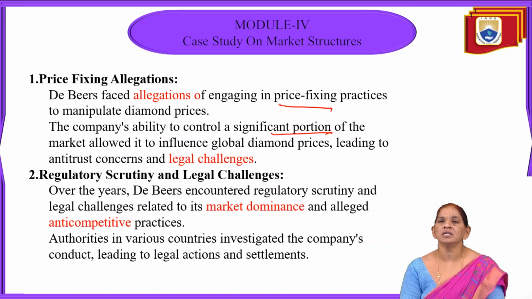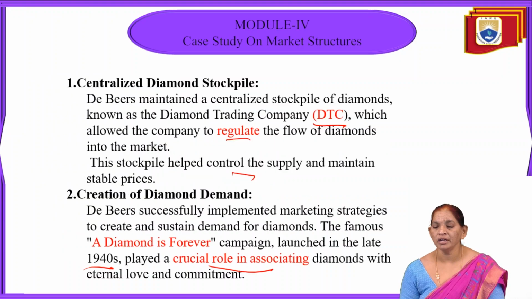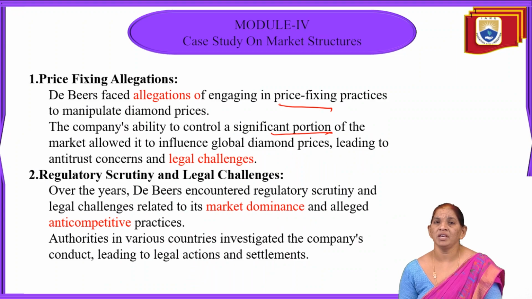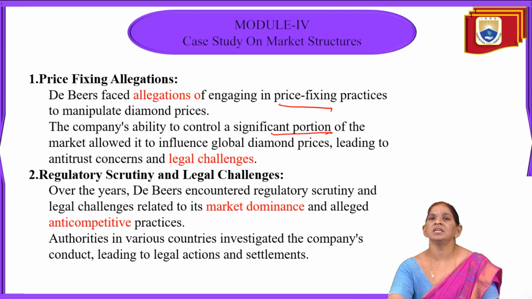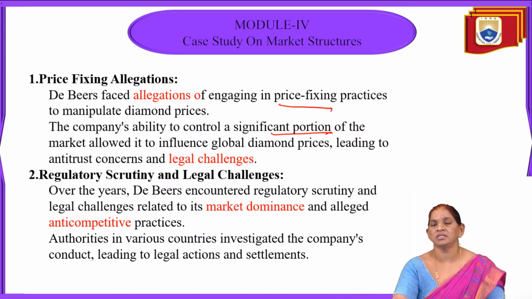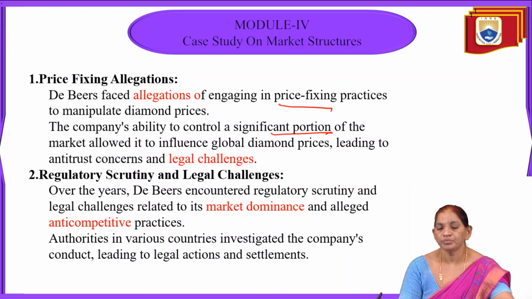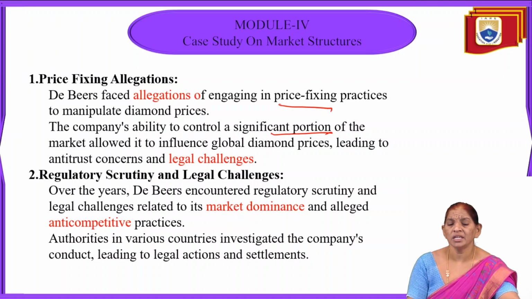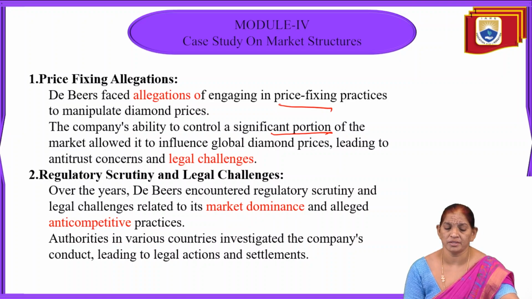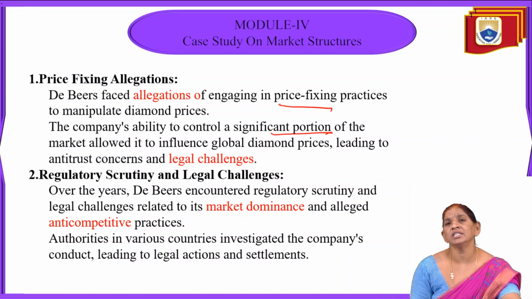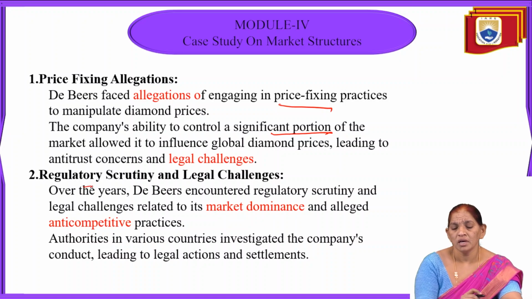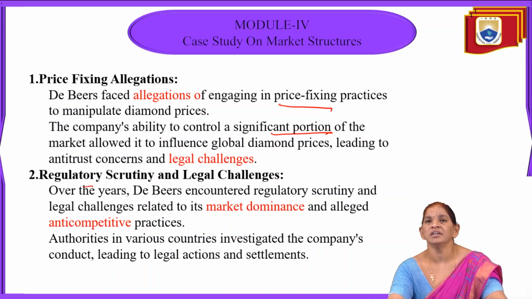De Beers has the Diamond Trading Company, and it holds a major portion of the international selling and distribution network in global diamonds. So it is controlling the prices. Based on these two things, De Beers was entered into allegations of manipulating diamond prices. With these legal challenges, De Beers faced regulatory scrutiny as well as legal challenges.